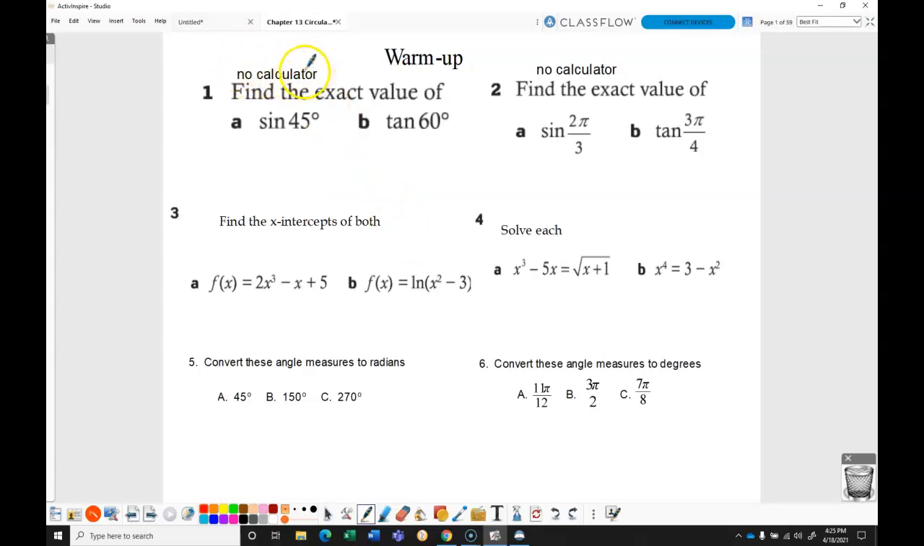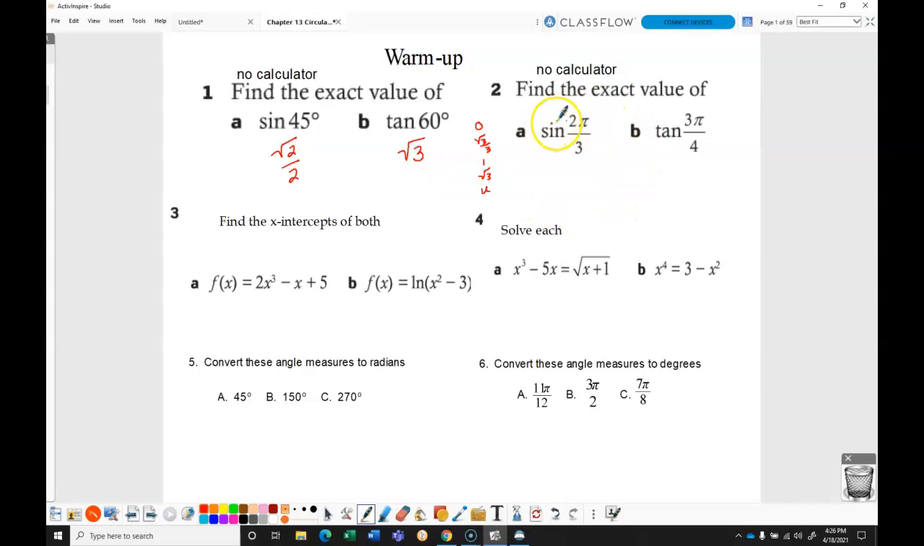So these are all non-calculator questions, and it says exact value. So I'm guessing I need to use my exact value table idea for that. So I know that for 45 degrees, the sine and the cosine were both equal, and they were the square root of 2 over 2. And the tangent of 60 degrees, if I remember the line of tangent, it actually went 0, square root of 3 over 3, 1, and then square root of 3, and then undefined. So it was 0 degrees, 30 degrees, 45 degrees, 60, and 90. So that means that the tangent of 60 was the square root of 3.